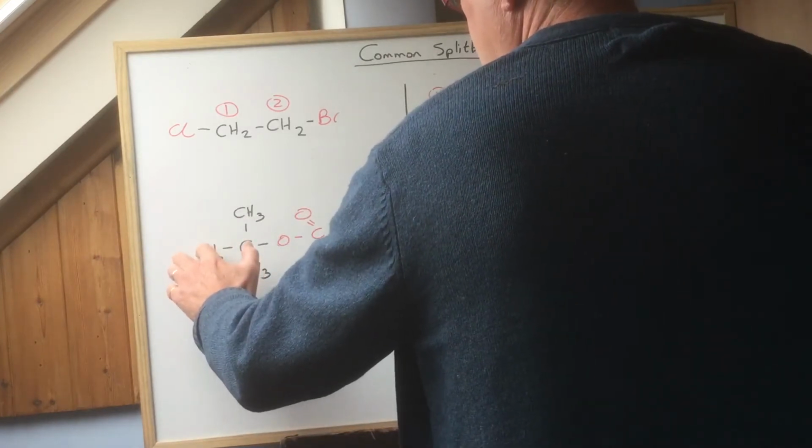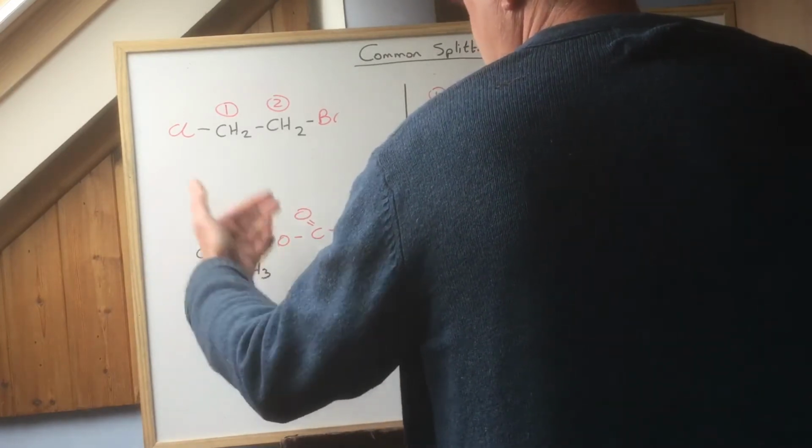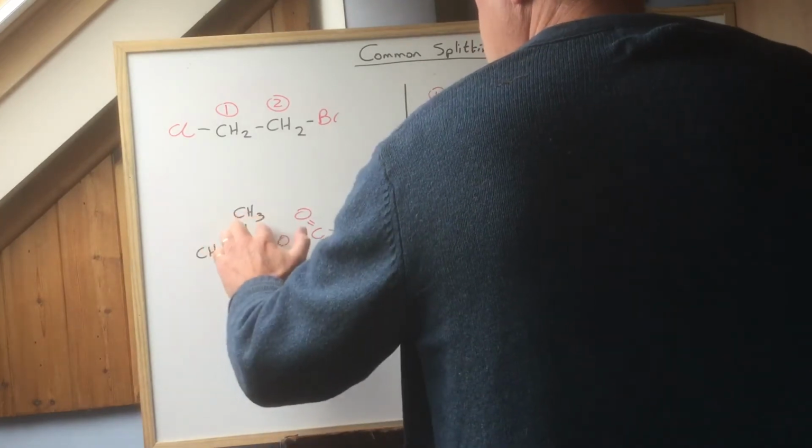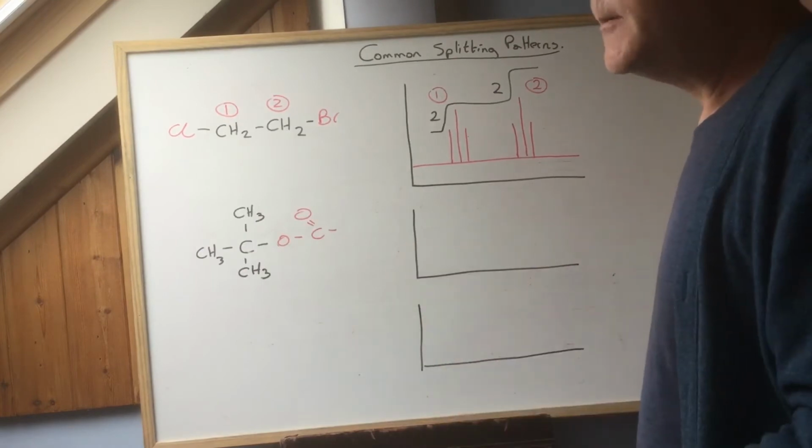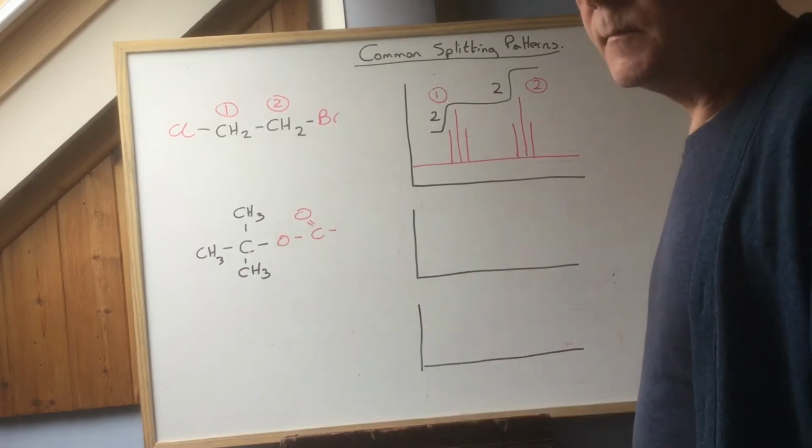Those 3 there, joined to a carbon, joined to another carbon with nothing on it. In other words, those 3 protons are A, all equivalent, B, unsplit.